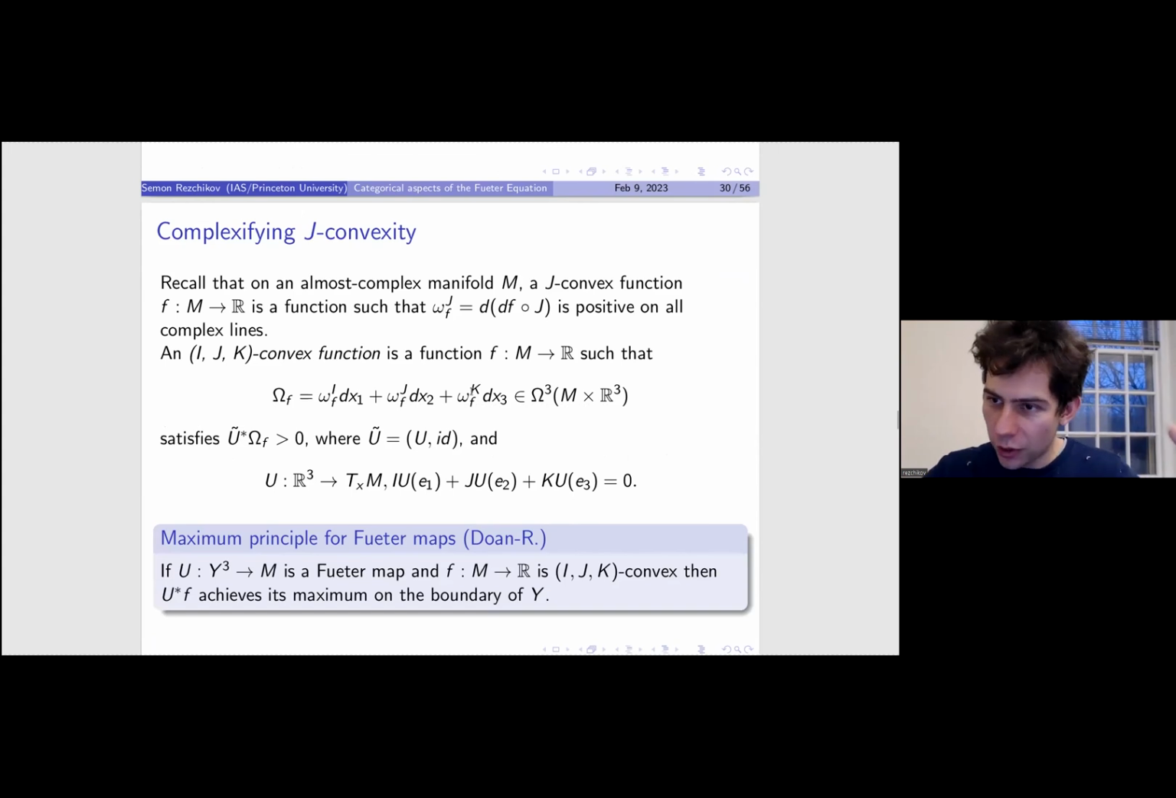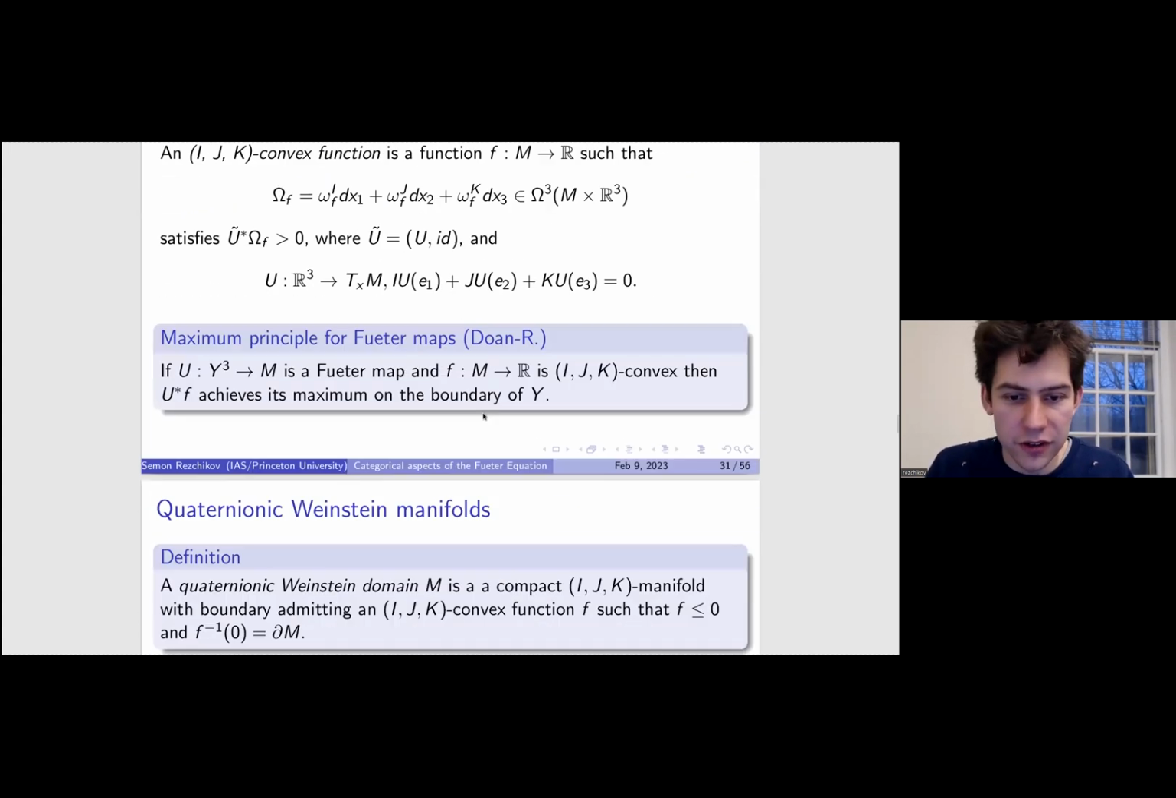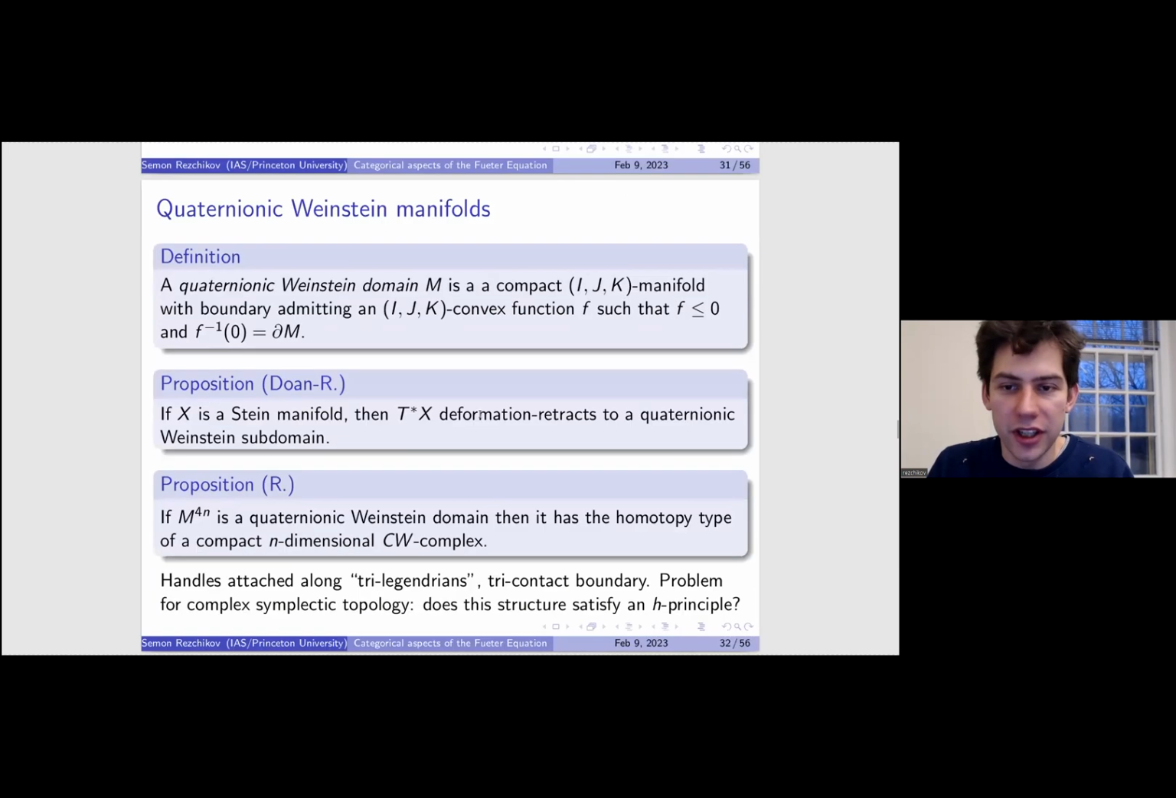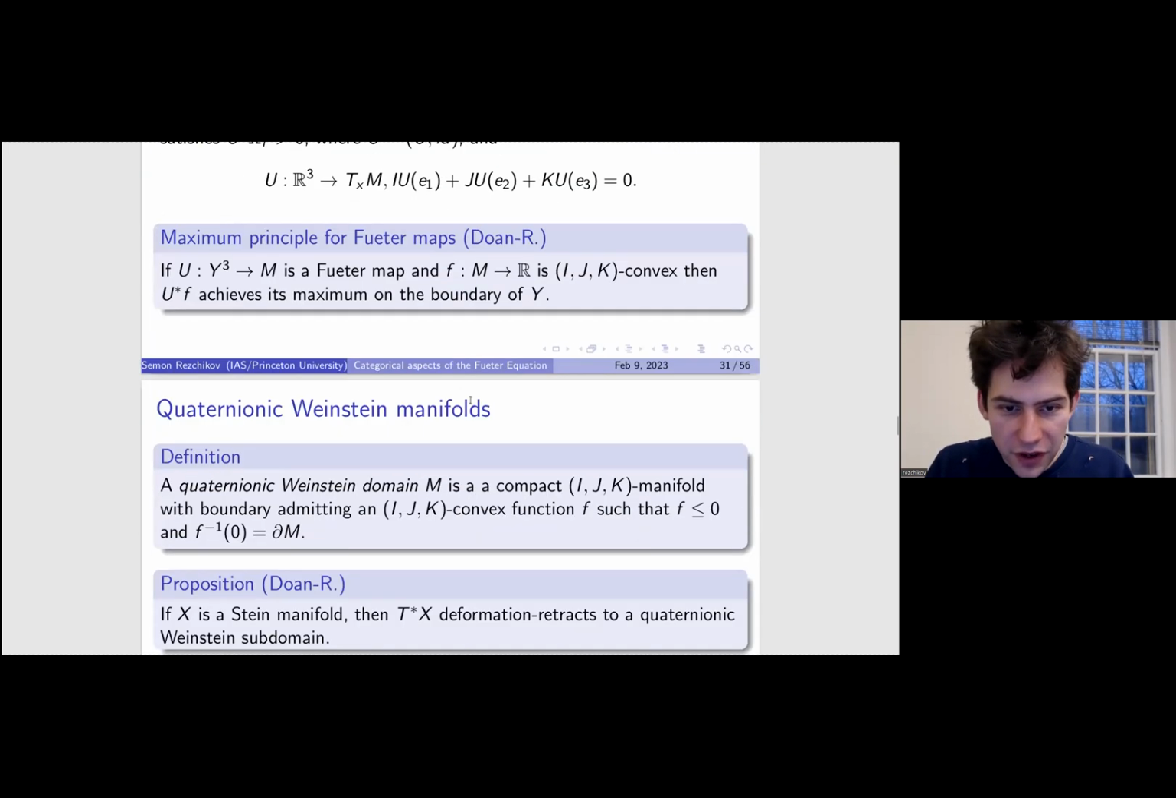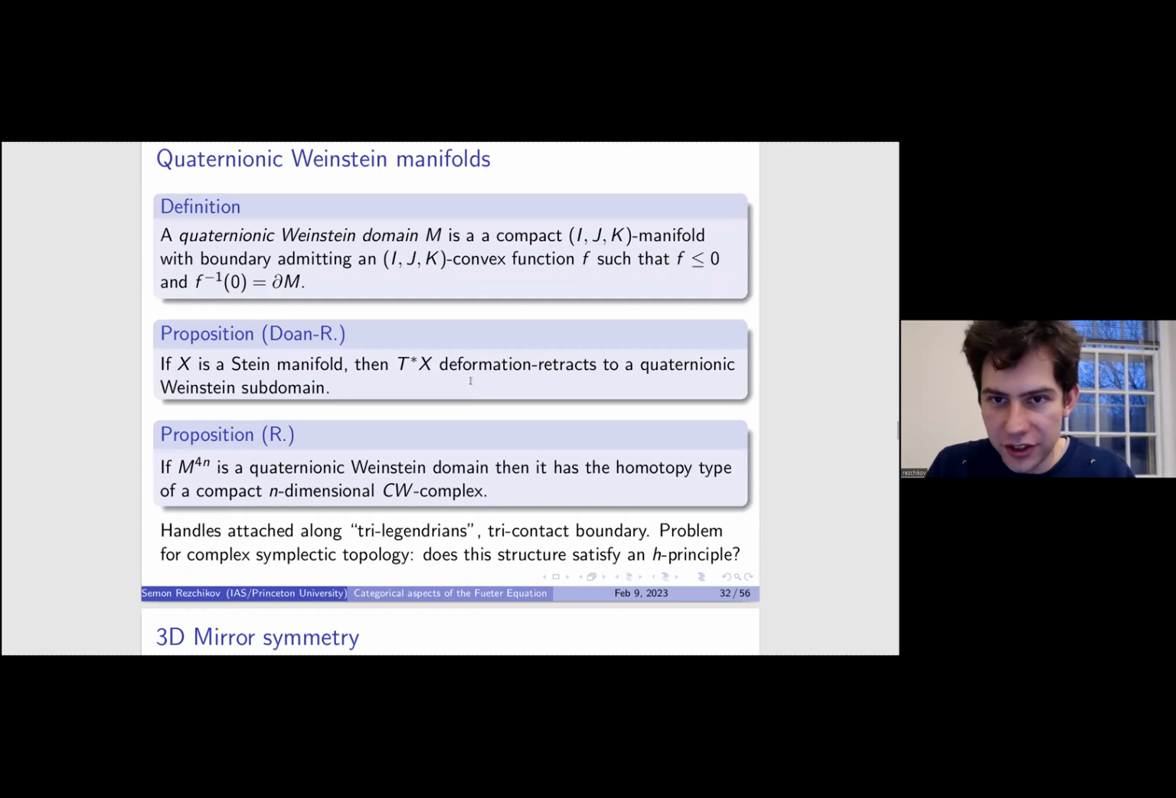So basically, you have some categorical idea. You start trying to prove the expected analytic thing, and you come up with some new analytic notions, which are interesting and maybe useful for studying compactness. So for example, you can use this idea to define the analog of a Weinstein domain in symplectic geometry, but in the quaternionic world, which is just an IJK manifold with one of these IJK convex functions. And these things somehow behave like quaternionic analogs of Stein domains. So for example, they have homotopy types of quarter-dimensional CW complexes. You exhaust the space of homotopy types. And I don't know, it's just an interesting notion.